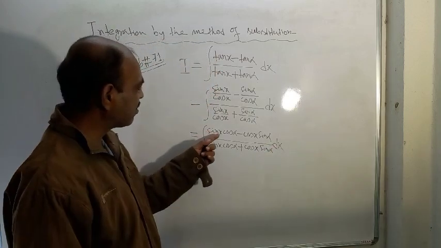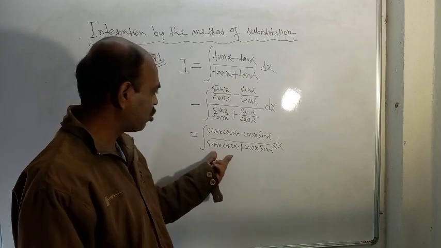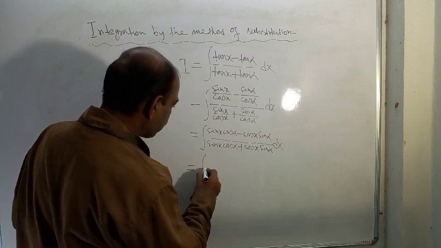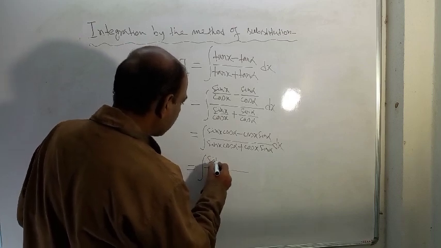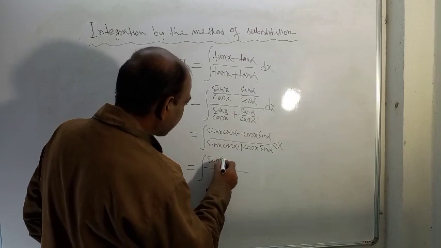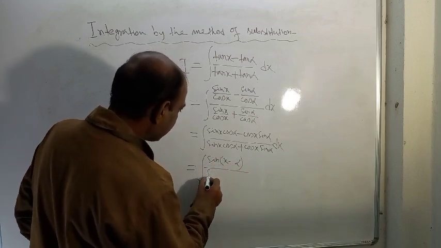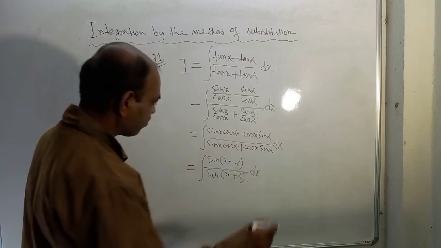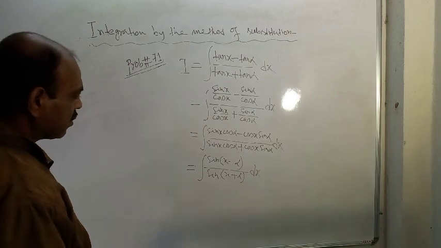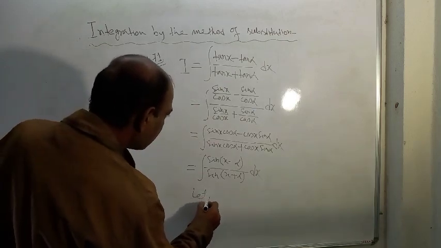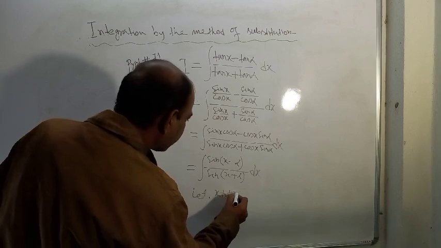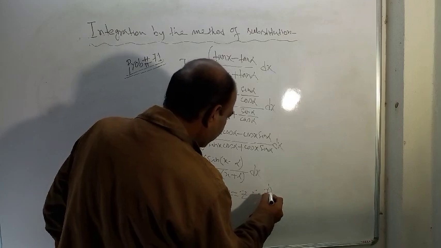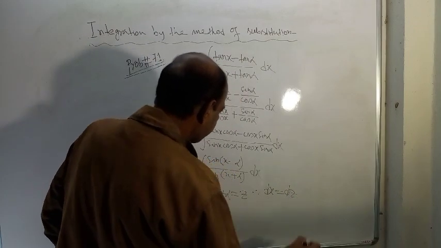So the numerator is in the form of sin a cos b minus cos a sin b, and in the denominator the form is sin a cos b plus cos a sin b. Therefore, this is equal to sin of x minus alpha, and in the denominator sin of x plus alpha, dx. Now let x plus alpha be equal to z. Therefore, on differentiating both sides, we get dx is equal to dz.